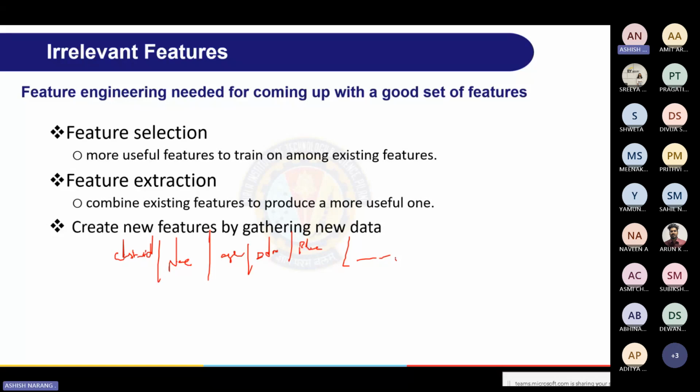May I have some response? Does name play any important role? When I want to predict, let's say, CGPA, does it make sense? If the student has this particular name, yes, the CGPA will be high. If the student has this particular name, the CGPA, does it make sense? No, no, it does not make sense.